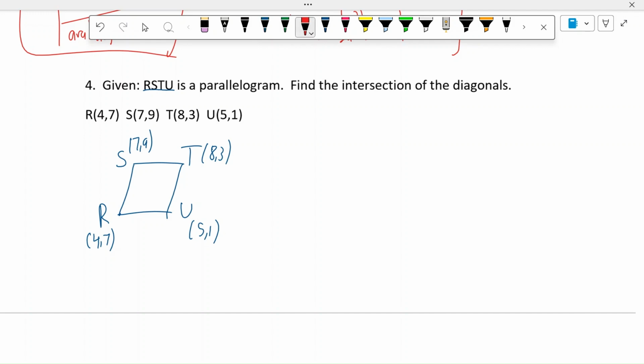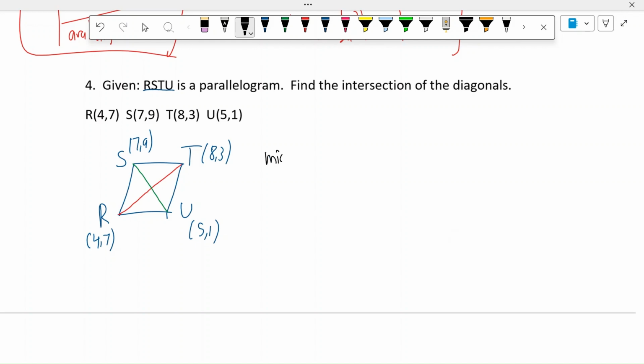It says find the intersection of the diagonals. So here is one of the diagonals, and here is the other diagonal. Now the longer way to do this problem is to find the equation of line RT, find the equation of line SU, use elimination or substitution to figure out where they intersect with each other, and got it. The other thing we can do, because I know it already is a parallelogram, and I know the diagonals of a parallelogram bisect each other, that means the midpoint of SU and the midpoint of RT is going to be the same because that's where they're bisecting each other.